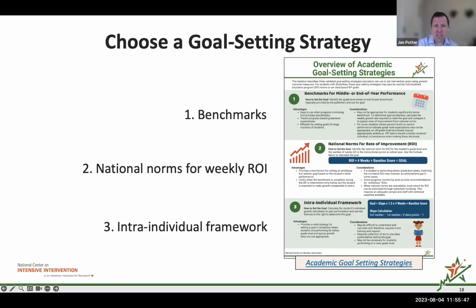And so once we have a baseline, then it comes down to really choosing a strategy for goal setting that's going to fit and be most appropriate for students. I'm going to walk through these 3 different ways to do it. There's also a handout that's linked in the resources, but we're going to talk through each of these and how we can set those goals.